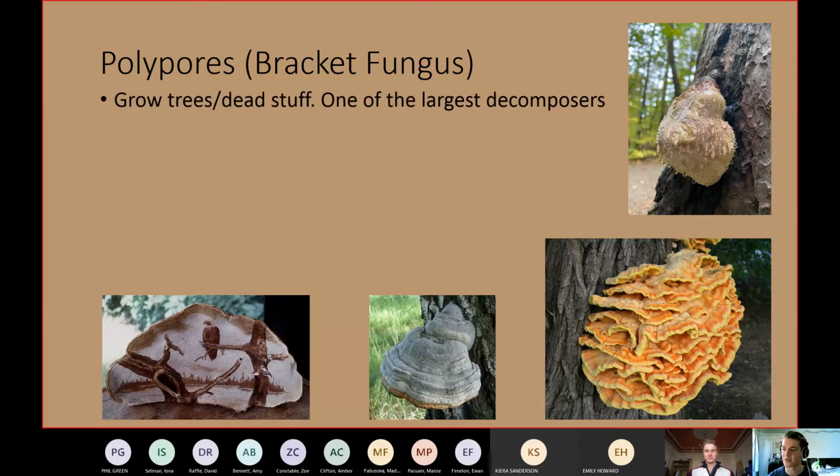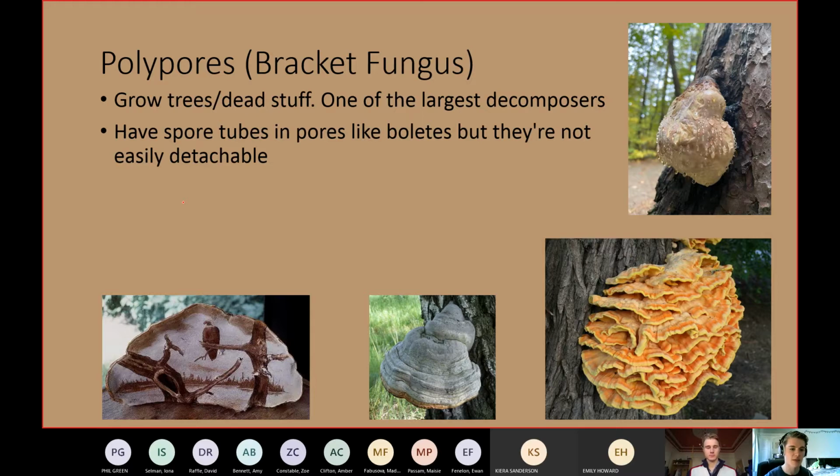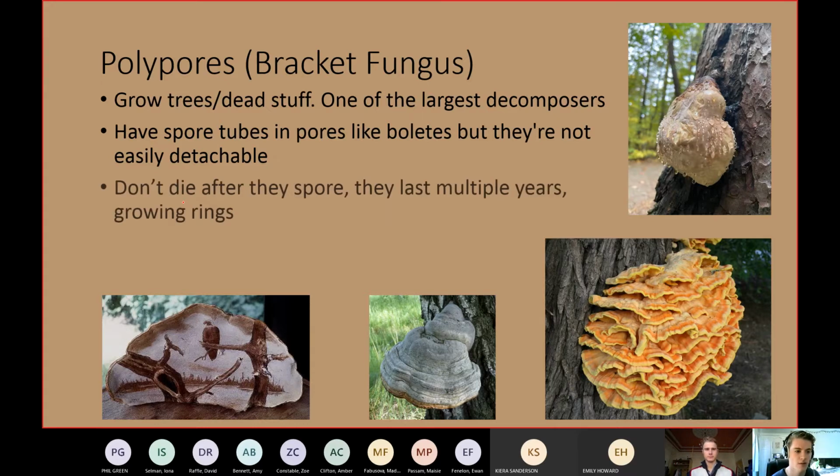And these will grow mostly saprotrophically on dead stuff. These are the biggest decomposers as such. And these have spore tubes again, like the boletes. I forgot to mention, but in the boletes, you can pull off the layer. You can pull off the pores very easily, and you can't do it with a polypore. So these polypores don't die after they spore. A lot of the mushrooms will come up and they'll spore out and then they'll die, which is why you don't see many of the ground mushrooms through winter and spring and stuff. They'll just pop up in autumn.